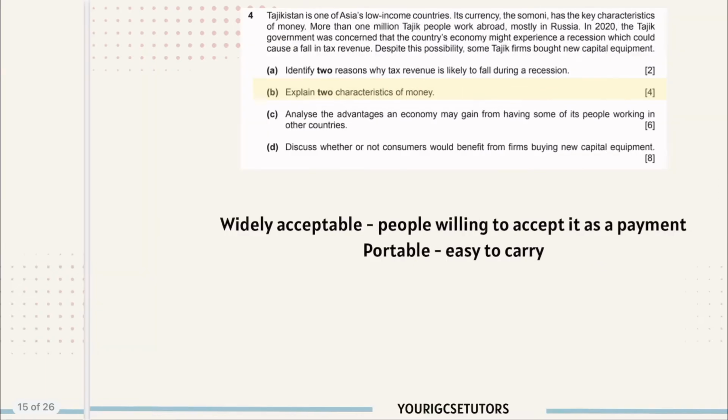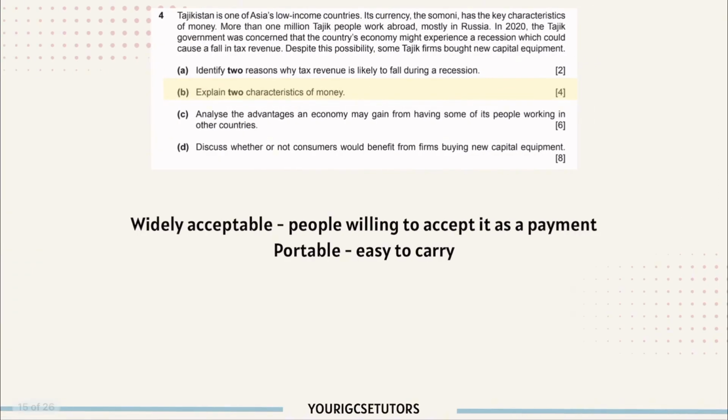Okay, B. Explain 2 characteristics of money. Take note, this characteristic is not the function. So don't write like unit of account. That kind is the function. So for the characteristic, first one, you can write widely acceptable. So people are willing to accept it as a payment. The second one is portable. So it's easy to carry. And there are many more.